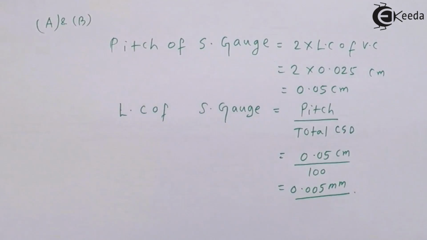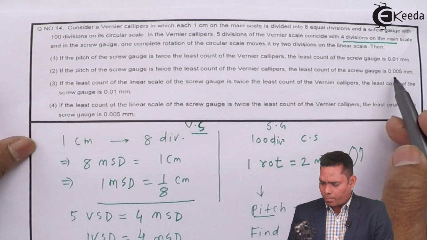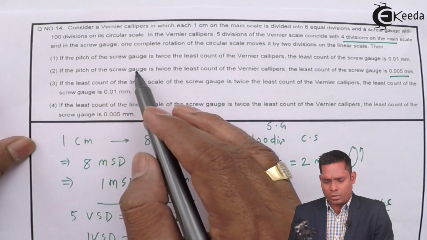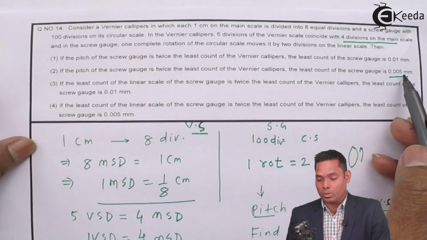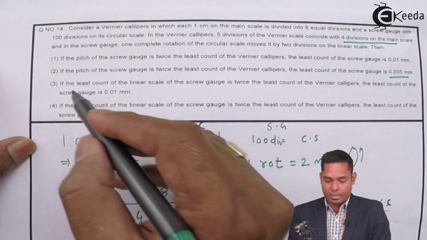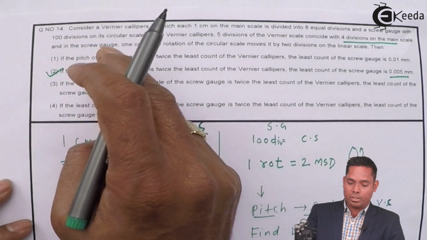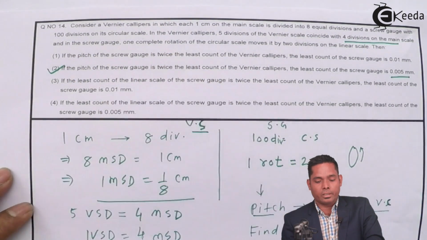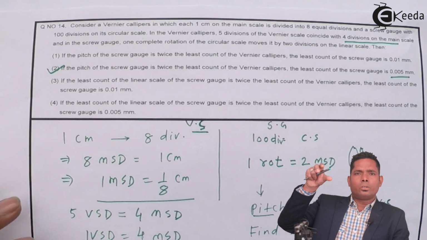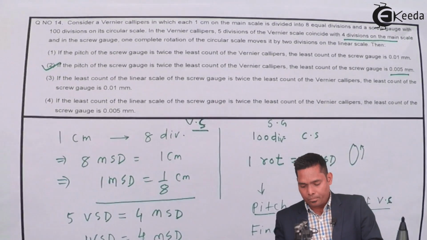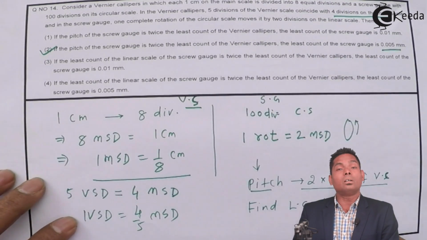If I see the option, 0.005 is there. If the pitch of the screw gauge is twice the least count of the vernier calipers, then the least count of the screw gauge is 0.005 mm. That is the correct answer, when we consider the condition that the pitch is twice the least count.